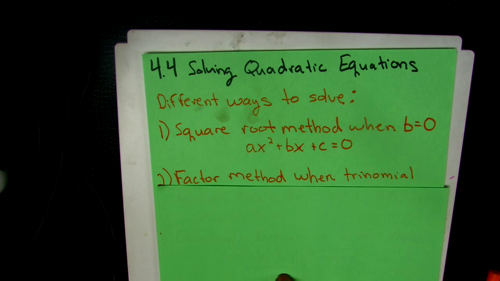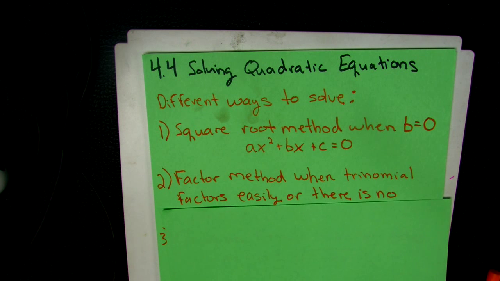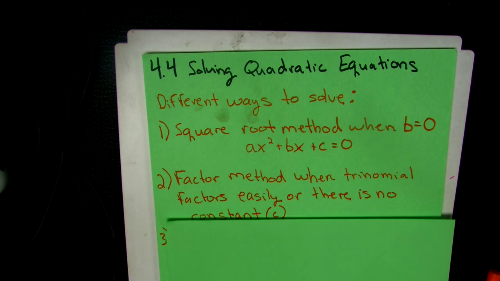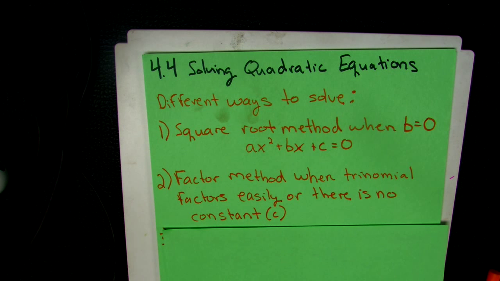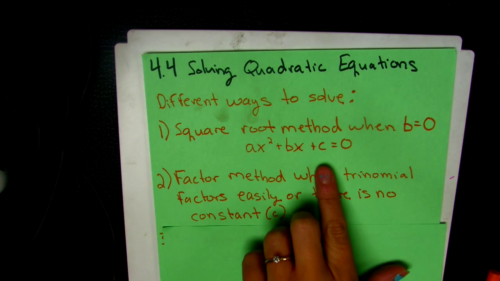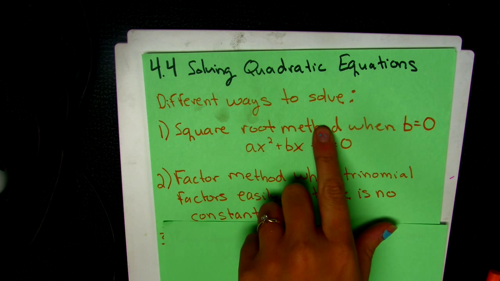The second way to solve a quadratic equation is the factor method. And you want to use the factor method when you have a trinomial that factors easily. So you can easily do the box method or reverse the FOIL method, and you can determine your factors easily. You also can use it if there's no constant term, or that c term, right? If there's no constant term and you just have ax squared plus bx, then you can factor the x out and then solve for x.